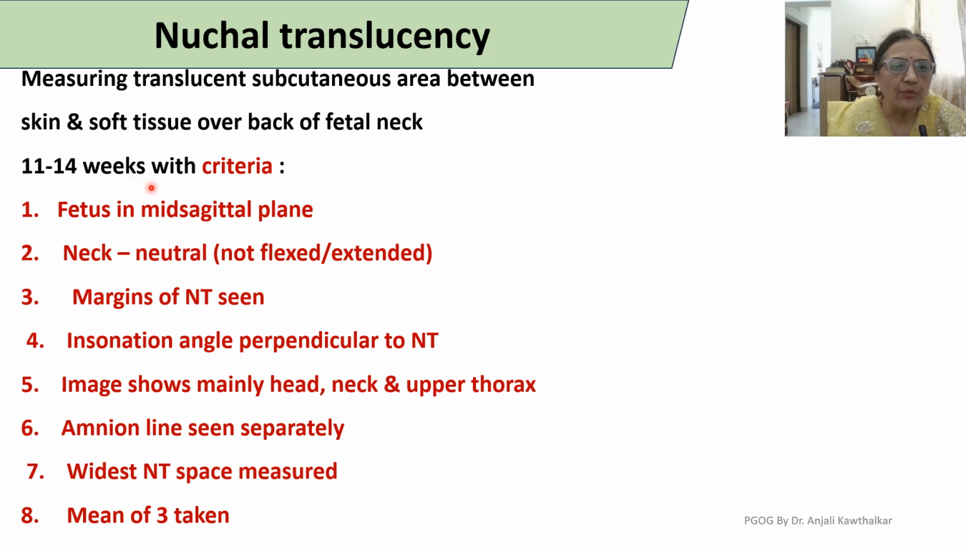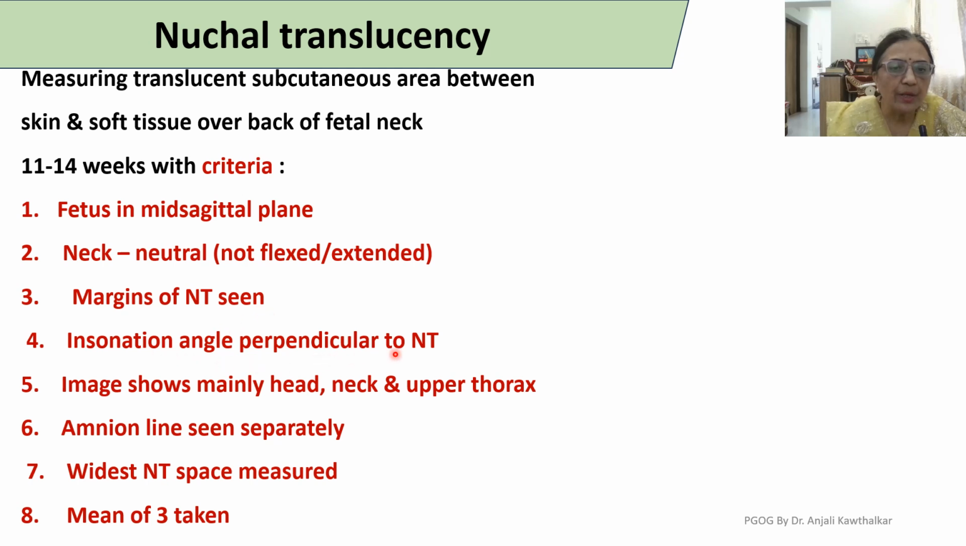It is done between 11 to 14 weeks, and there are so many criteria. The sonologist needs special training, and special certificate courses are now available so that there is accuracy in measurement of this nuchal translucency. Some of the important criteria: the fetus should be in the mid sagittal plane, the neck should be neutral, neither flexed nor extended, so many times we find that it becomes time consuming for the ultrasonologist to report NT. Margins of NT are to be seen.